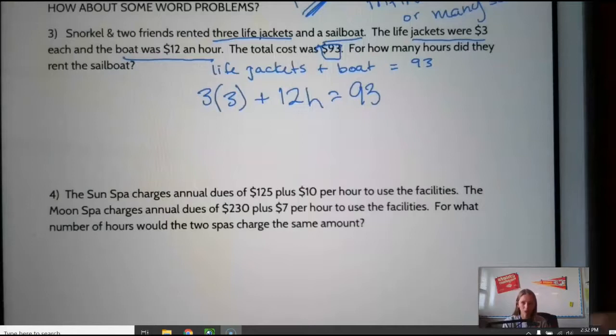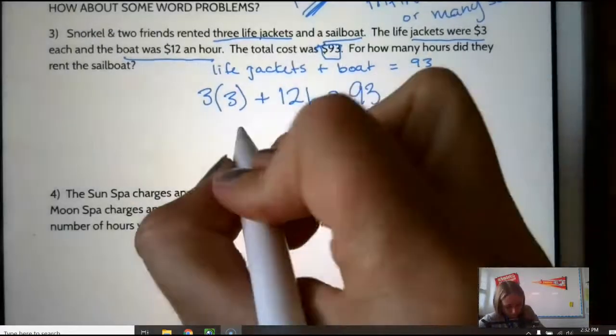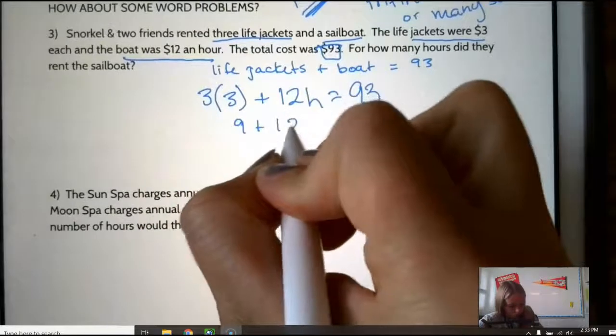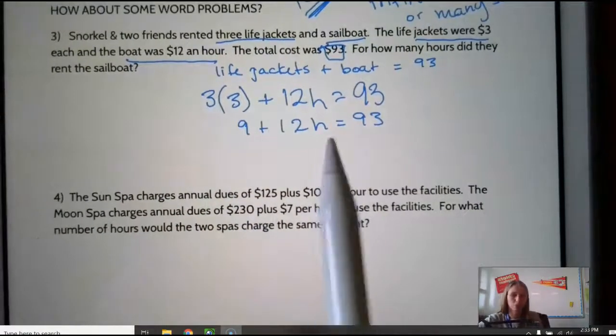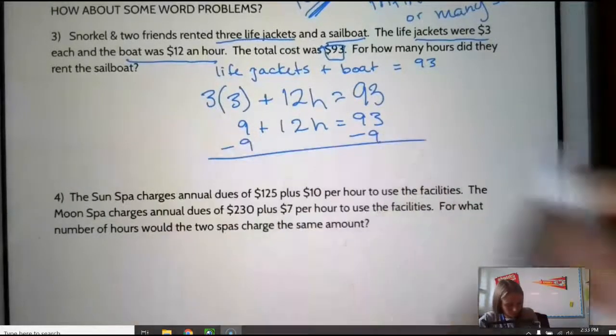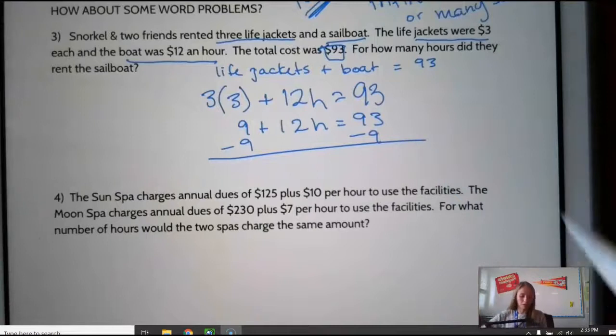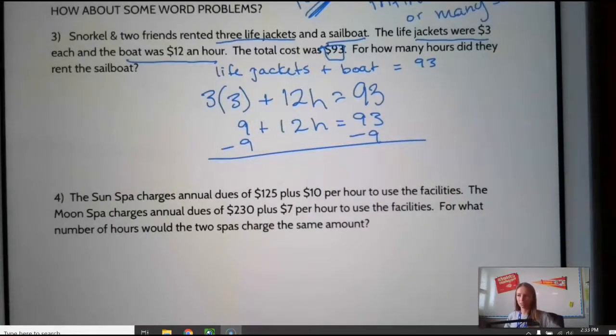If you need to pause to make sure that you know where I got all my information there, or rewatch, go ahead. So now what I'm going to do is simplify. Now I have 9 plus 12h equals 93. I'm going to get that 12h by itself, so I'm going to subtract 9 from both sides. 93 minus 9 is 84.